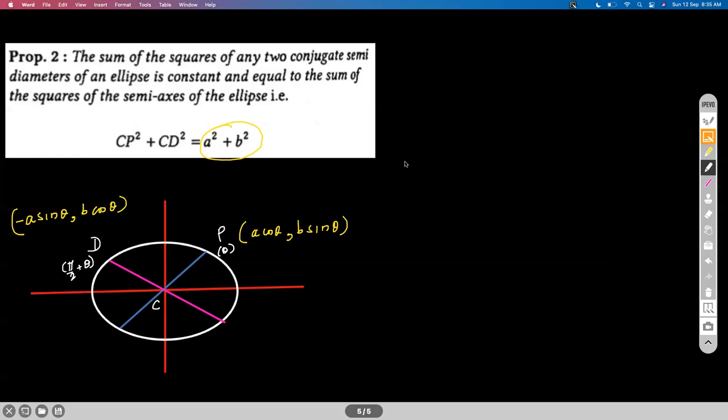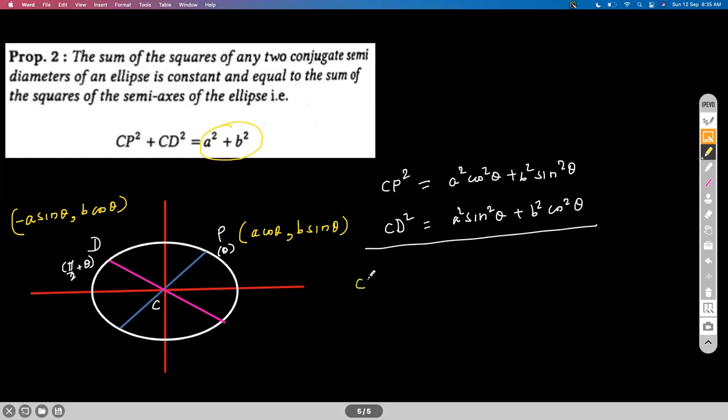Okay, so now it is very obvious that CP square will become A square cos square theta plus B square sin square theta, and CD square will become A square sin square theta plus B square cos square theta. When you add them, your result is very much in front of you. So this will give you A square, this will give you B square. Fine. Any questions?